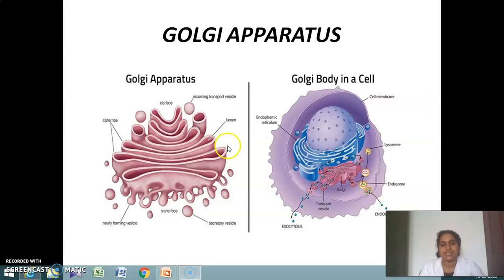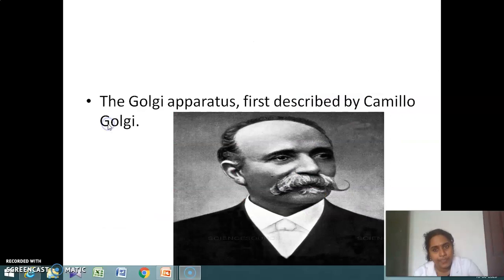Next organelle is the Golgi apparatus, or we can call them Golgi bodies. Children, observe this diagram in light pinkish color. You can see the Golgi apparatus. It has parallelly arranged stacks or vesicles. The single stacks or vesicles are called cisternae. Can you see cisternae? Spell it as C-I-S-T-E-R-N-A-E. Clear? And it was described by Camillo Golgi.